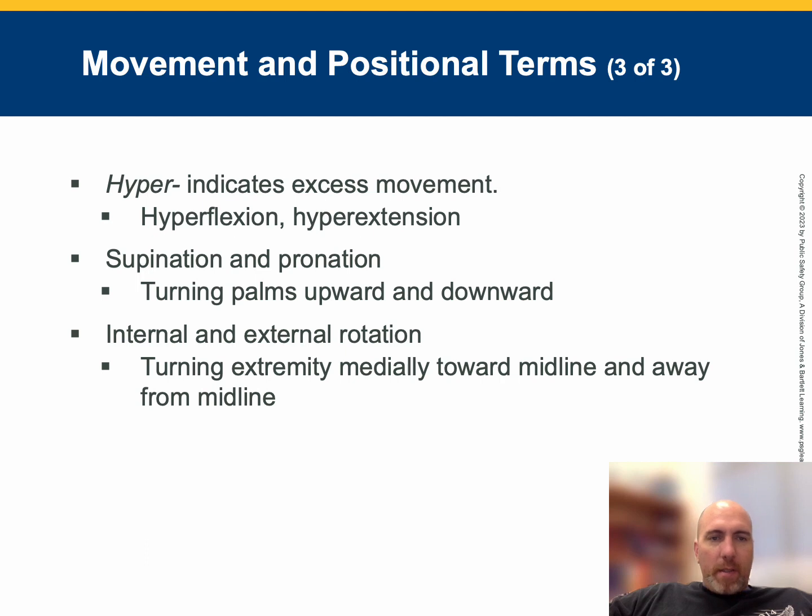Okay, hyper indicates excessive movement, such as hyperextension or hyperflexion. Supination or pronation is turning palms upward and downward. Internal and external rotation is turning the extremity medially towards the midline and away from the midline.